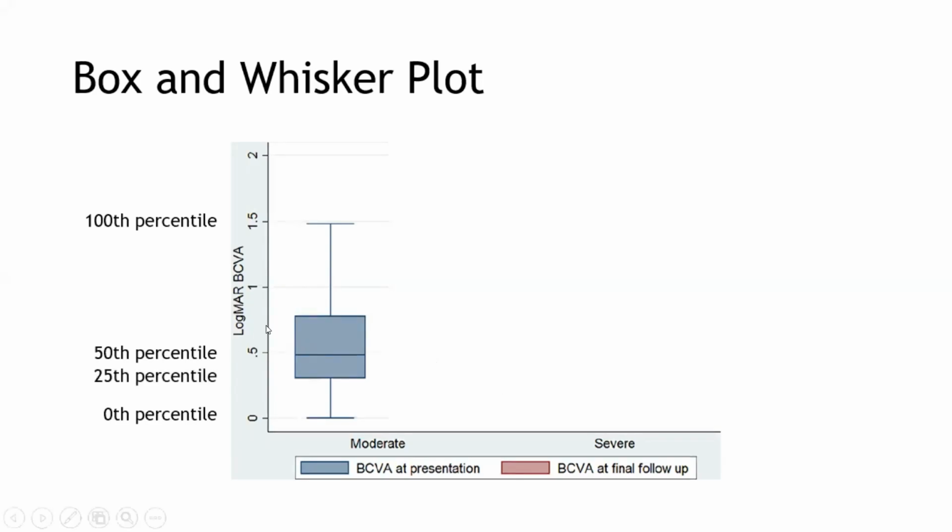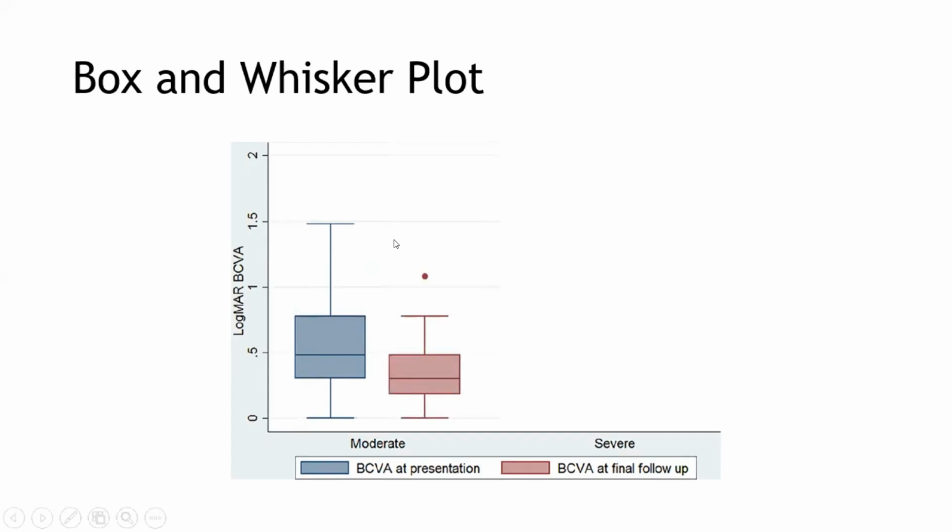So the box refers to the space between the 25th and the 75th percentile. Okay. If you arrange 100 values in descending order, the gap between the 25th and 75th will be given by the box, and this is called the interquartile range, IQR. Okay. So now after descemetopexy, what happens is we see the visual acuity has improved, right?